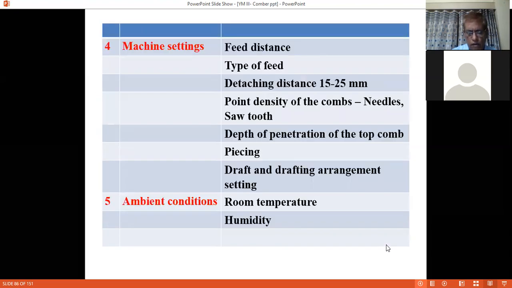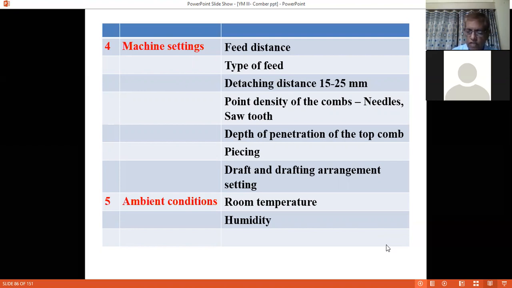Now, next point is draft and drafting arrangement setting. As you know, 8 laps are fed in the comber and we are getting 2 slivers, meaning 1 sliver from 4 heads and 1 sliver from another 4 heads. So this sliver is drafted also. So the parameters which are affecting the comber performance are draft and the drafting arrangement.